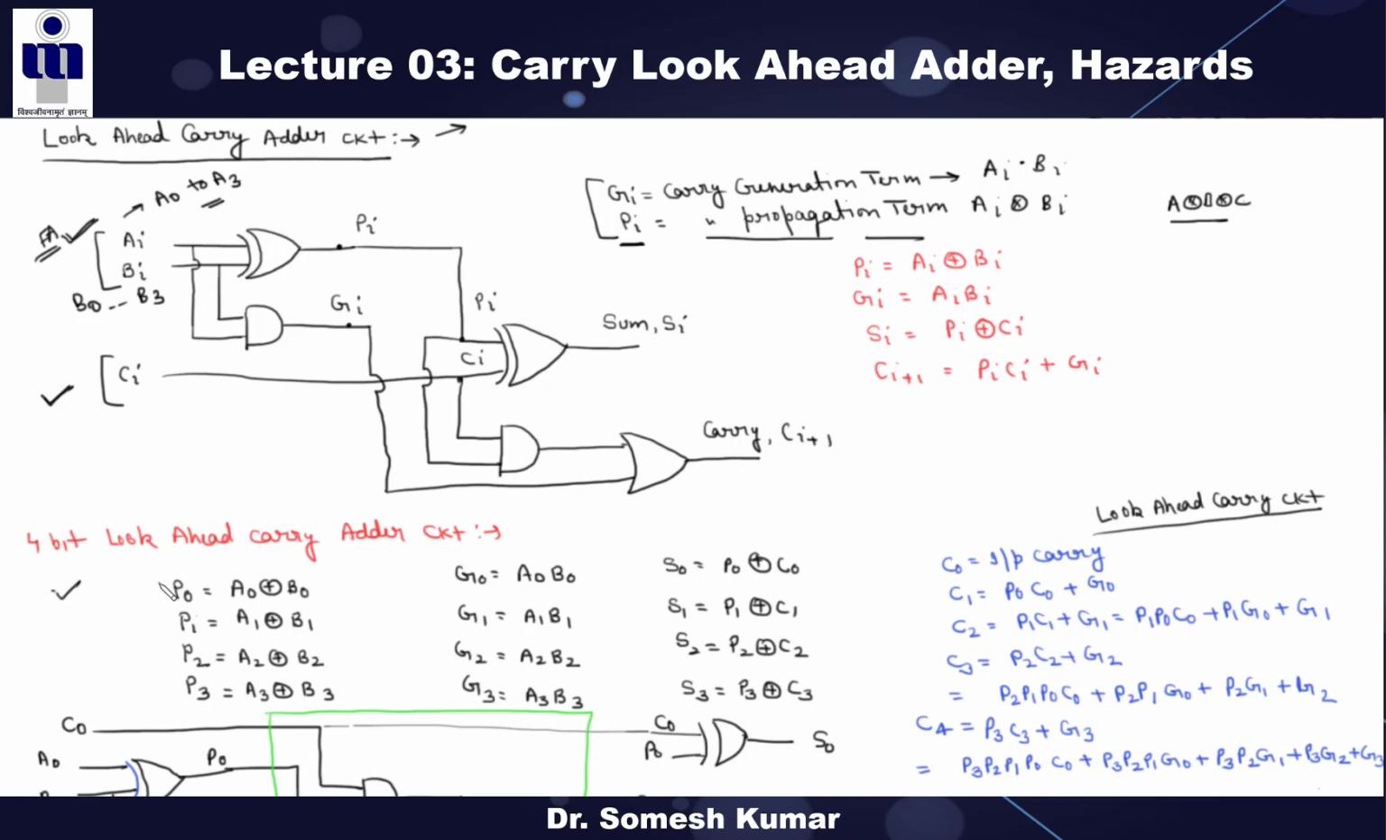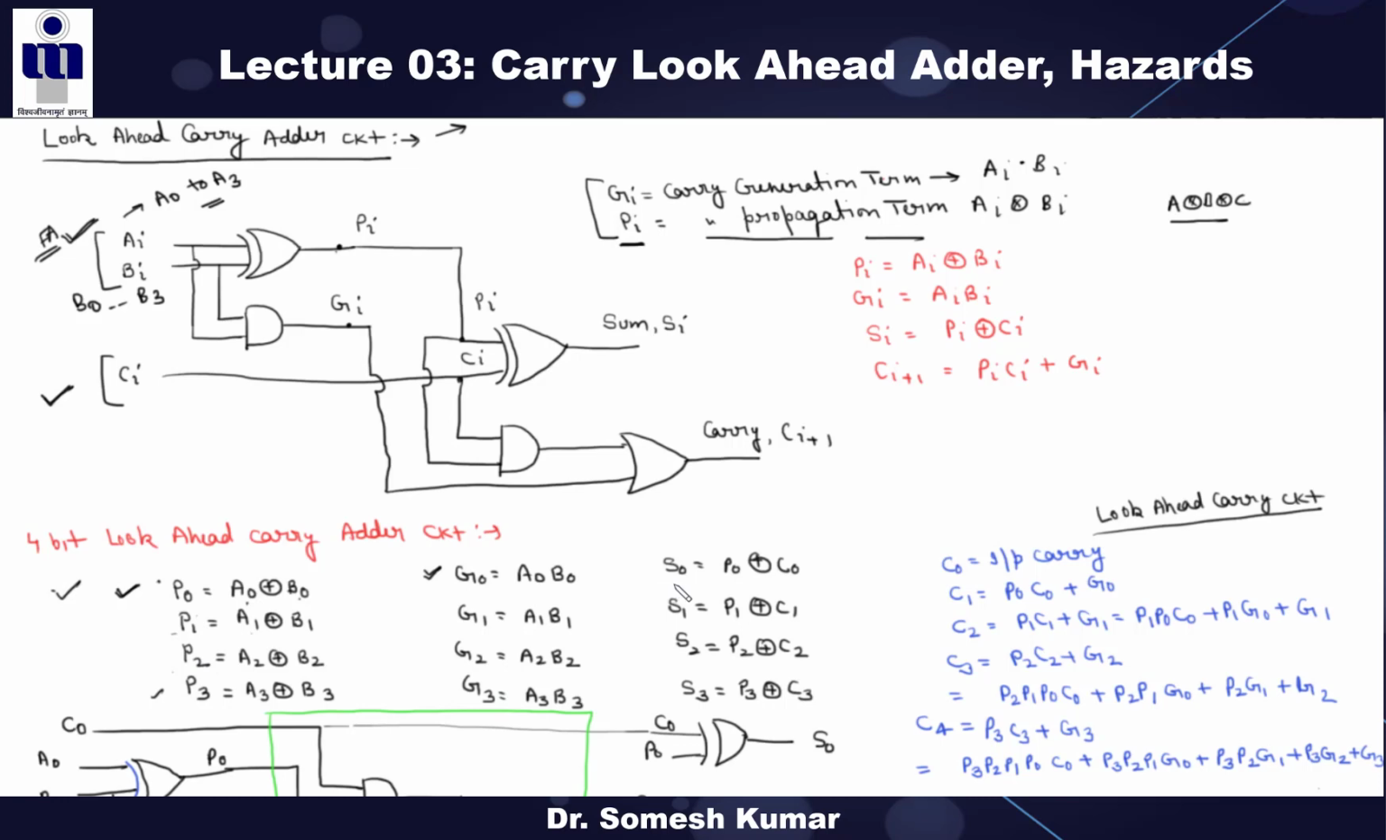Now what is P0? P0 is the XOR of A0 and B0, right? Understood? So what is P1? P1 is A1 XOR B1. Similarly P2, and similarly we will calculate P3. Now what is G0? G0 is A0 dot B0. What is G1? A1 dot B1, similarly G2 and G3. This is 4-bit, that's why we are taking P0 to P3 and G0 to G3.